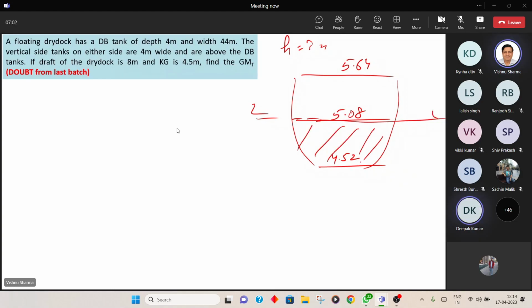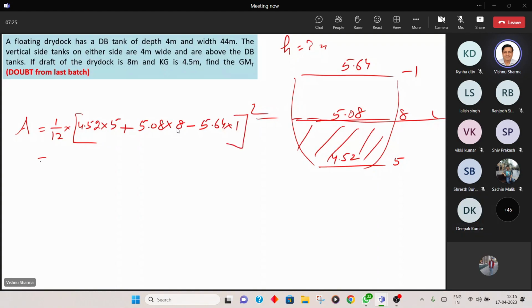Yes, sir. So the immersed area A will be equal to 5, 8, minus 1. Coefficient for rule 3 is 1 by 12 into 4.52 into 5 plus 5.08 into 8 minus 5.64 into 1. Can you calculate this area and tell me how much the immersed area is? 14.400. Are you okay up to this point, beta?